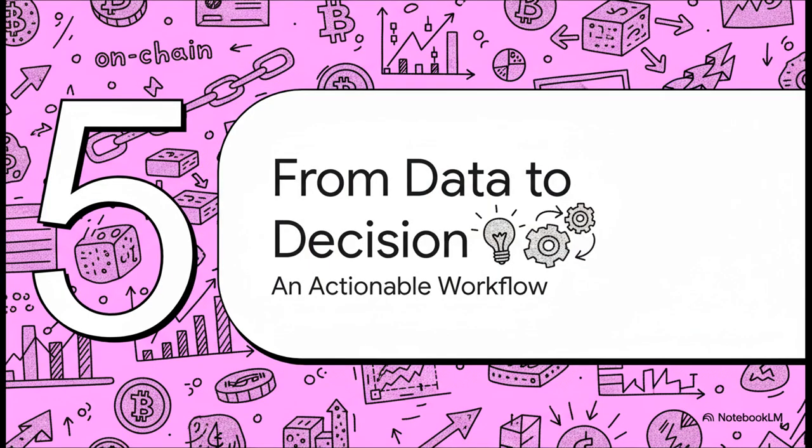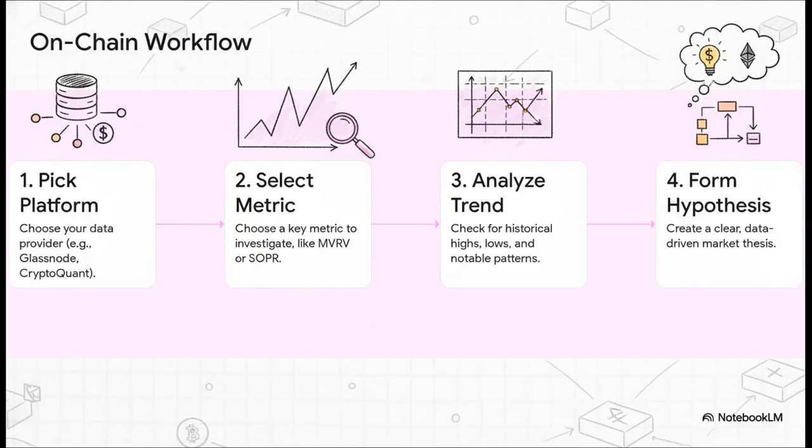Okay, so we've learned about a lot of really cool, powerful tools, but how do we actually use them to make real-world trading decisions? Let's build a super simple workflow you can follow. It's really just 4 simple steps. 1, pick your platform, your data source. There are great ones out there like Glassnode or CryptoQuant. 2, select your key metric, the tool that's going to answer your biggest question. Is it MVRV? Is it SOPR? 3, analyze the trend over time. This is key. Don't just look at a single data point. And finally, number 4, form a clear hypothesis you can test. Something like, okay, I think investor sentiment is shifting from fear to optimism based on this data.